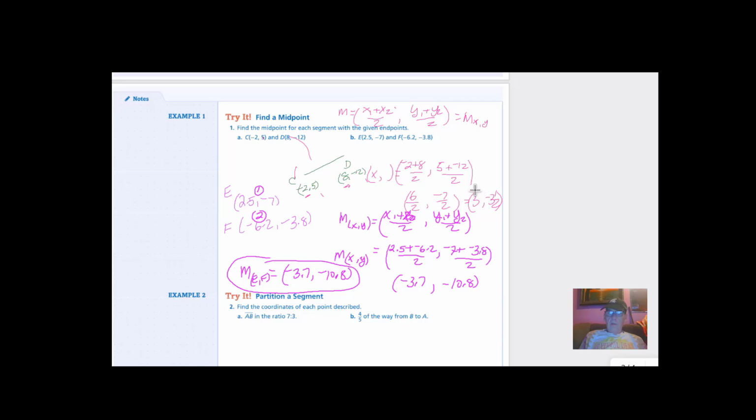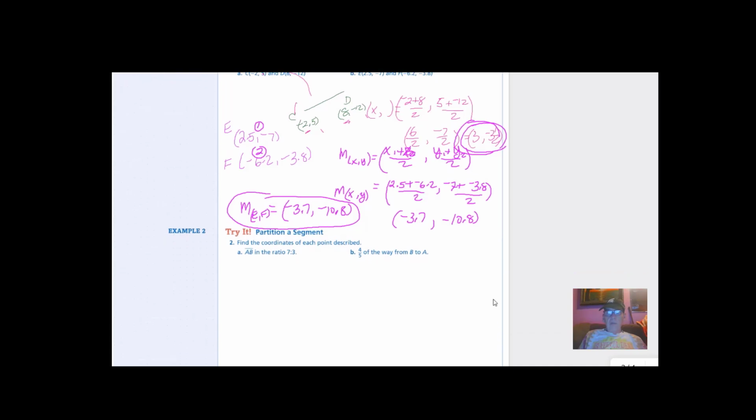Up here, our answer was negative 3, negative 3.5. Let's look at example 2, try it.